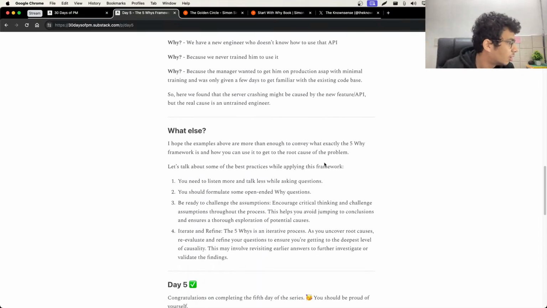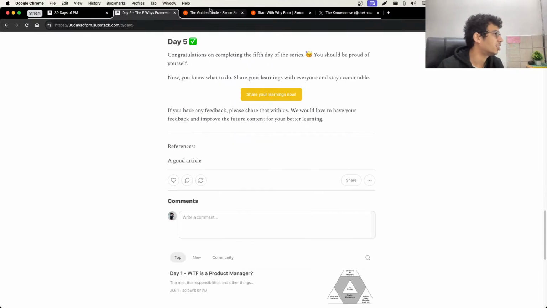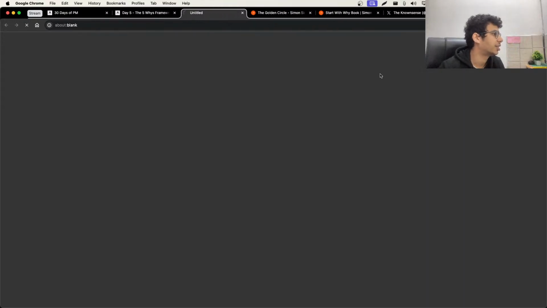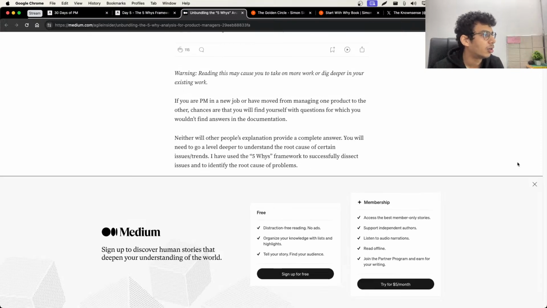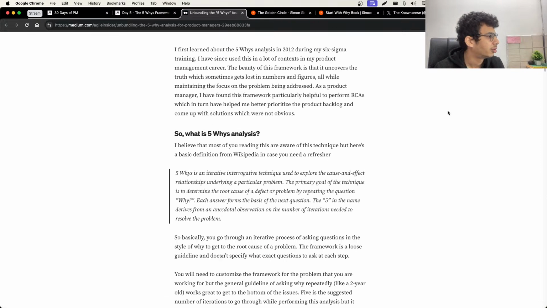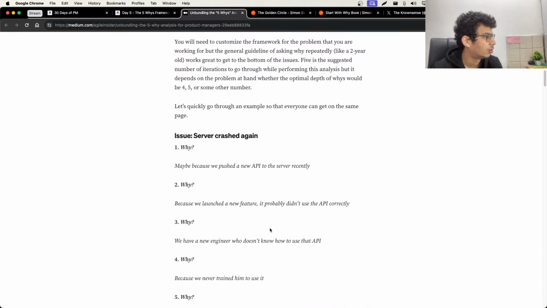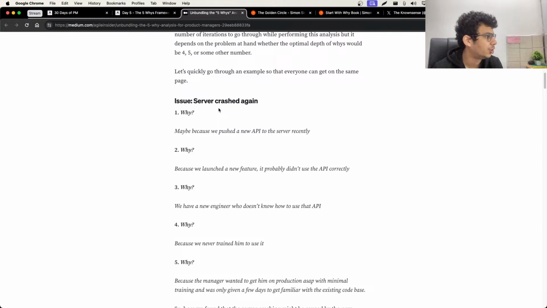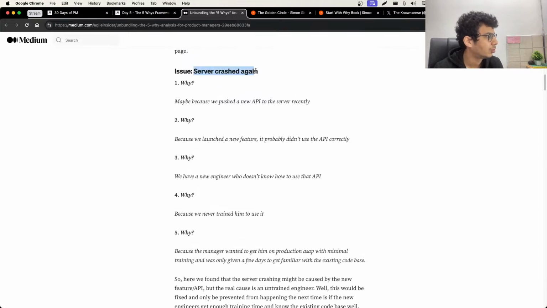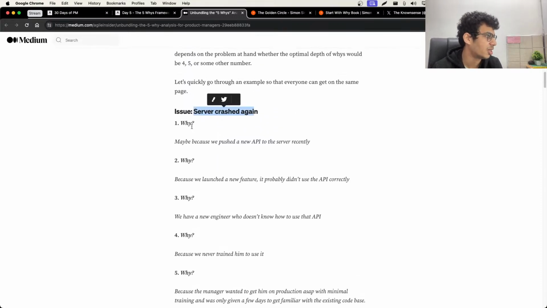I think we've also attached a resource, which is essentially an extension, and it does talk of the same issue here. So the issue is servers crashed. Why did the server crash? Because we pushed in a new API. Okay, did we not test it? Why did we not test it? Because we launched a feature, probably didn't use the API correctly.